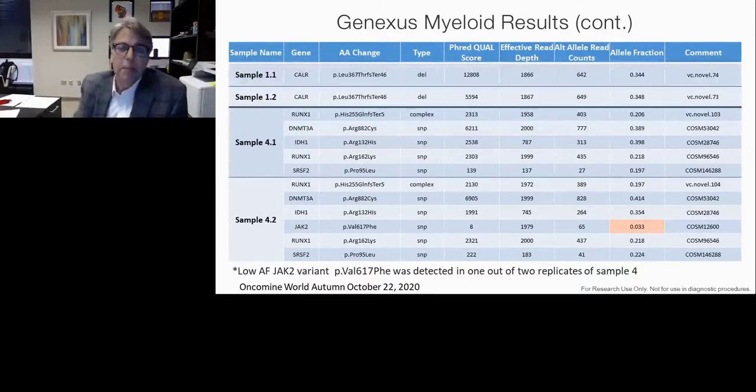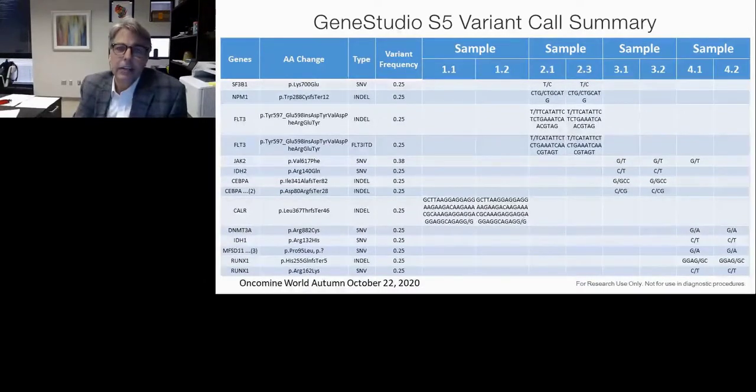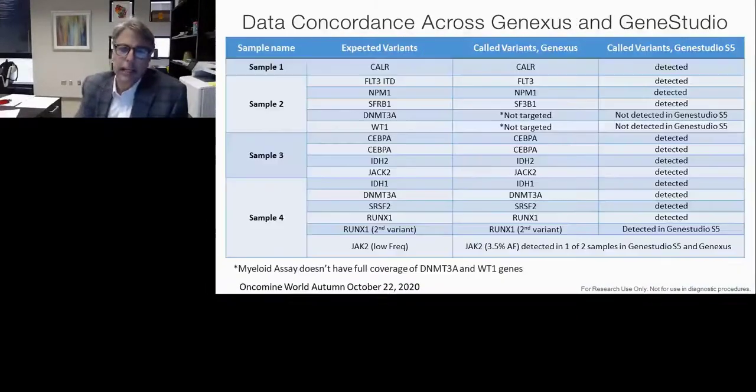This slide shows the results of running these same samples on a confirmation assay, which is the GeneStudio, a different platform. It runs the same genes, but in a different assay. It's just to compare how well the Genexus assay does to the GeneStudio assay. All the data here is summarized on this slide, and we can see for our 4 samples, we had an excellent concordance. Everything that we expected to be detected was detected on both the Genexus and the GeneStudio.